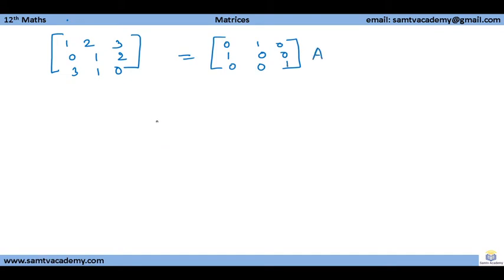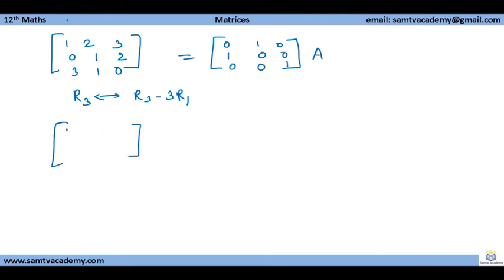Now next step, what we want to get: we want to make this element and this element 0. We will go sequence wise. First we will make here 0, then we will make these three elements 0. So next, what operation will we do? R3 will be replaced with R3 minus 3R1. Both sides we will perform the same. So we will write this.